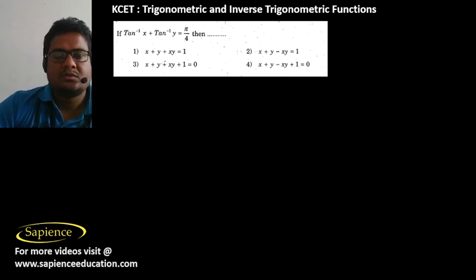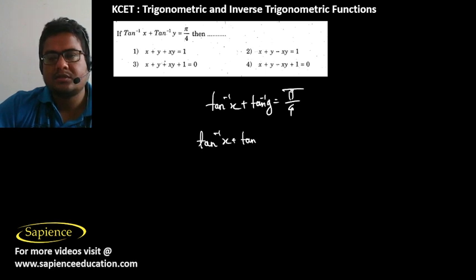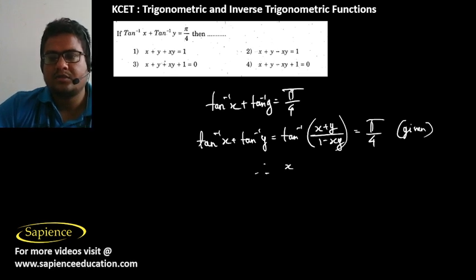Then it is told to find the relation between x and y such that tan inverse x plus tan inverse y is equal to pi by 4. So now tan inverse x plus tan inverse y can be written as tan inverse of x plus y by 1 minus xy. Now that is equal to pi by 4, which is given. So therefore x plus y by 1 minus xy is equal to tan pi by 4. Tan pi by 4 is 1.